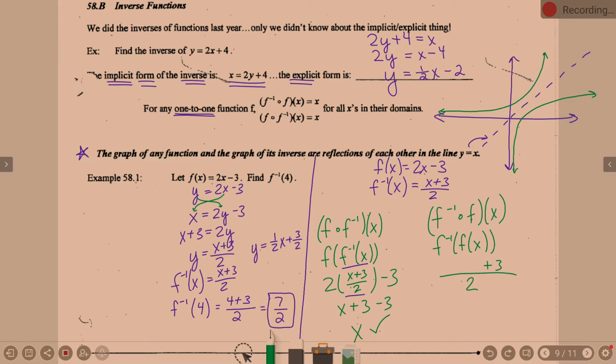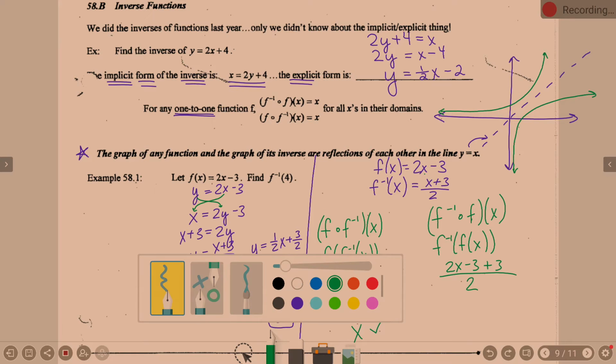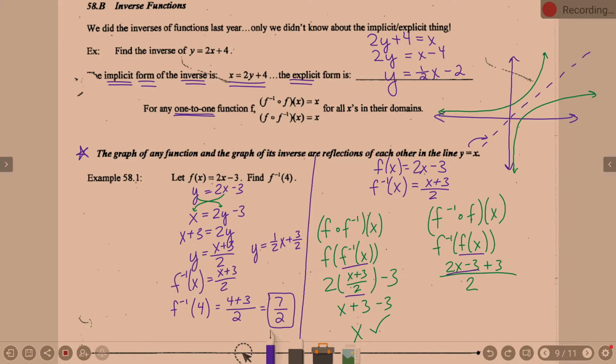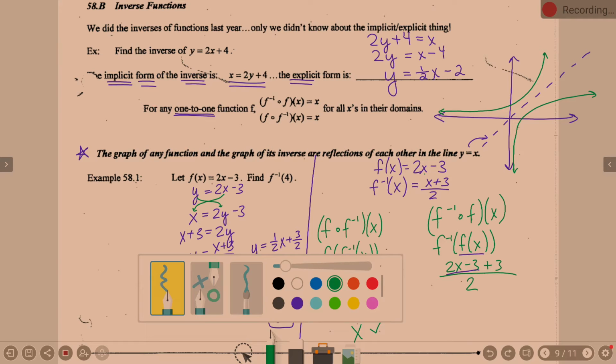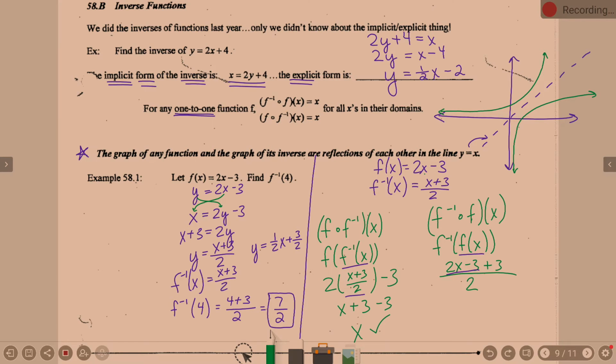Except what am I putting in for the x? 2x minus 3. And let's see, 2x minus 3 plus 3 is 2x over 2. And 2x over 2 becomes x. In both cases, my compositions ended up being x, so that means that this is one-to-one.